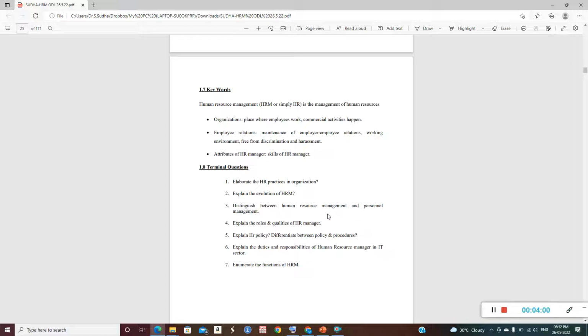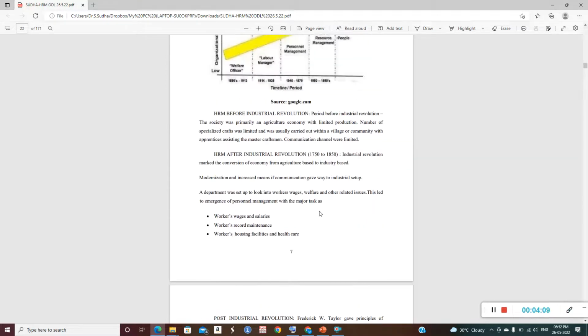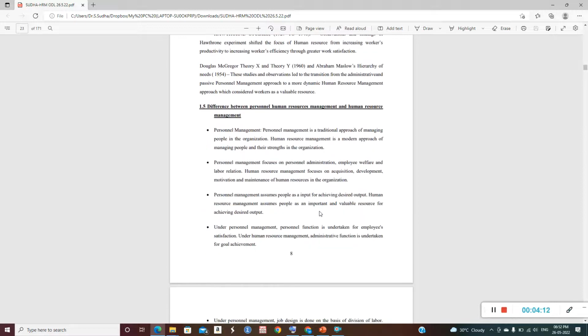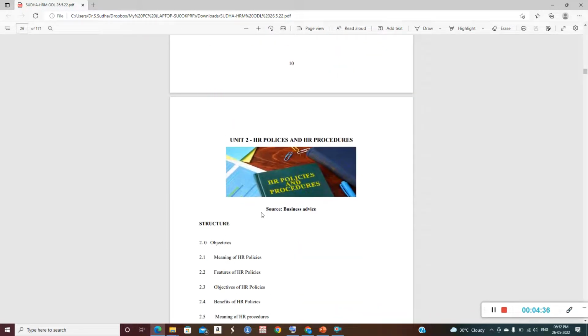Then distinguish the difference between personnel and human resources management. The difference has to be well taken care of. You need to know which one is the traditional approach, which one is the modern approach, and which one takes care of the administration and welfare activities of the organization. We have given you the brief summary of the previous class, so today we'll be looking at HR policies and procedures.